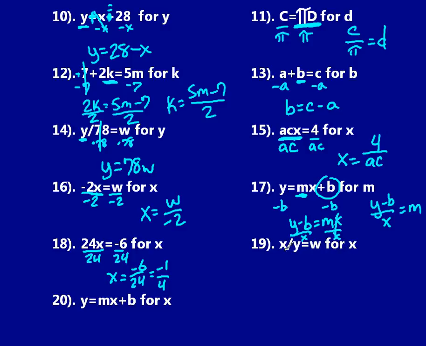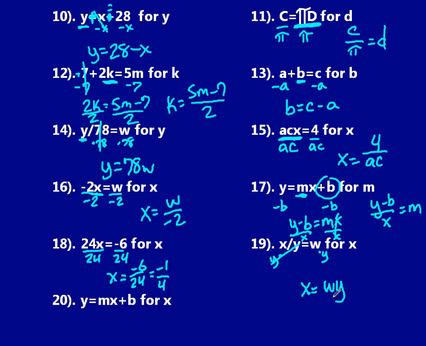Okay, solve this one for x. X divided by y equals w. This is kind of like we had here in 14. X is already the only term there. I just need to multiply both sides by y to be able to get the x by itself. That way those cancel and leaves you with x equals w times y, it's wy.